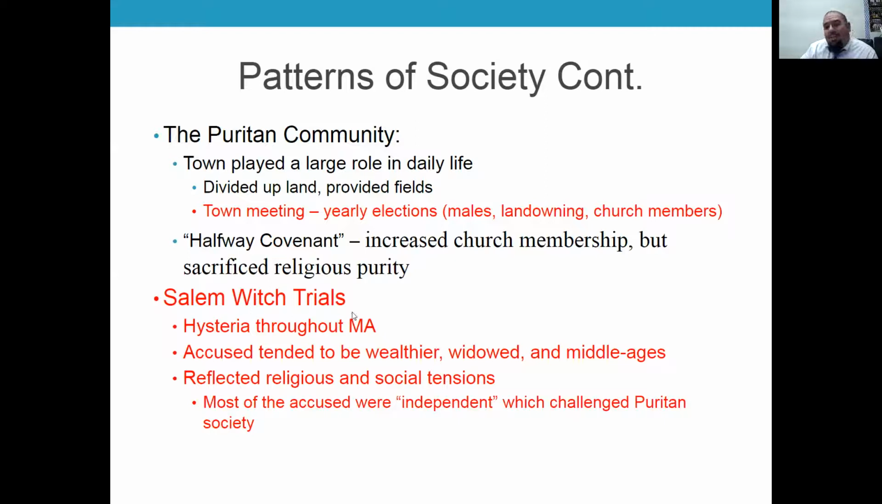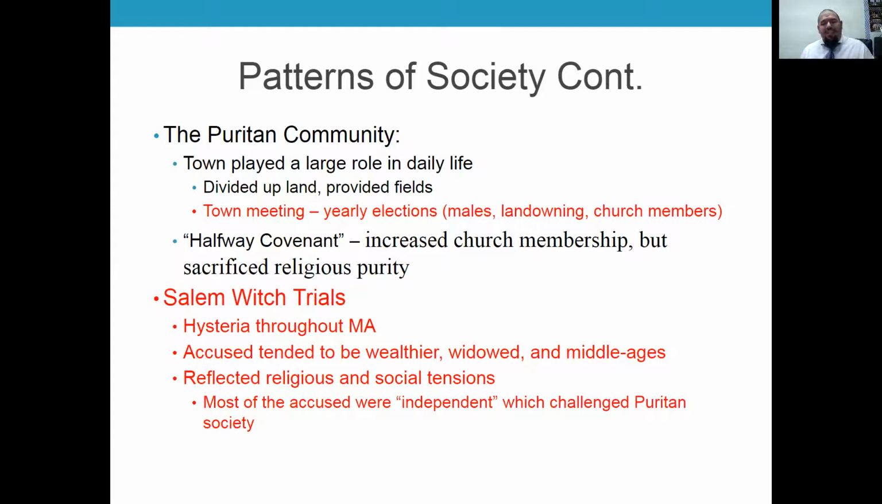And then you have the Salem witch trials, which is pretty big. And it's about witches, the Sanderson sisters. And this hysteria throughout Massachusetts, women are going to be accused because they were single. A lot of the males in Salem had died off, leaving widowed wives with the property. And if you had property back then, you had power within the town. So the people who were accused tended to have money, they were widowed, or they're in their old ages.